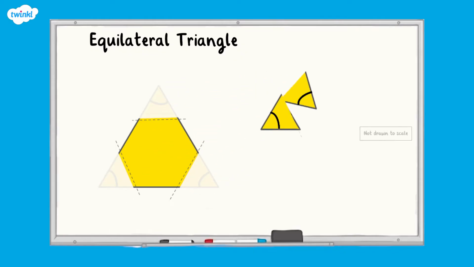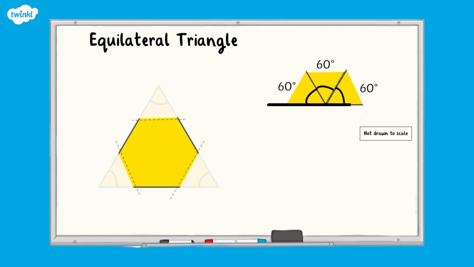When these three corners are placed next to each other on a horizontal line, what do you notice? Yeah, that's right. The three interior angles placed next to each other equal 180 degrees. You might remember from our previous video that angles on a straight line also equal 180 degrees. In an equilateral triangle, all angles are equal, therefore each angle is worth 60 degrees.